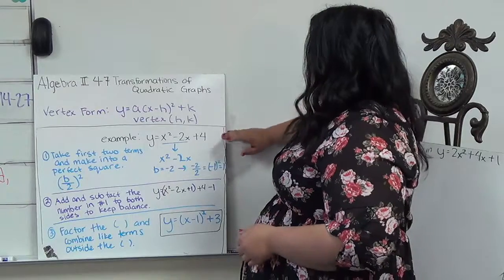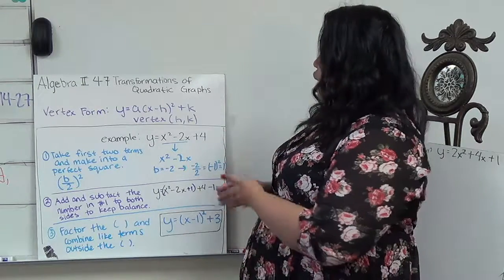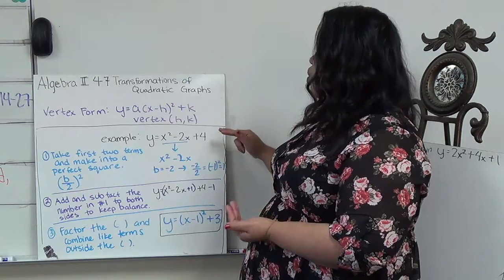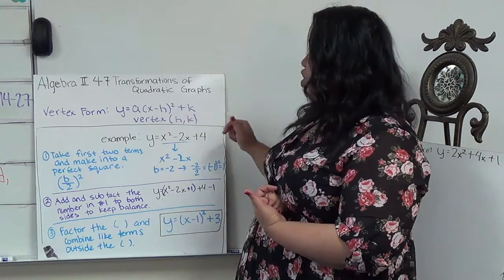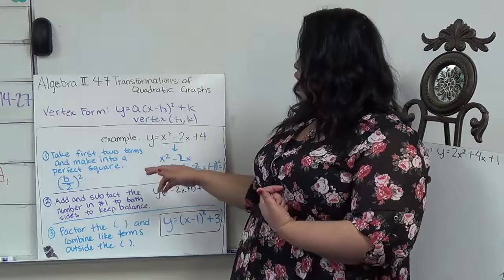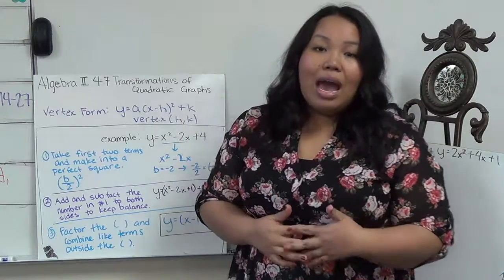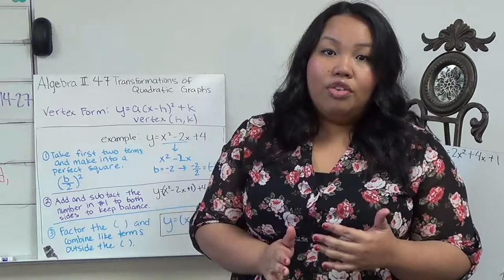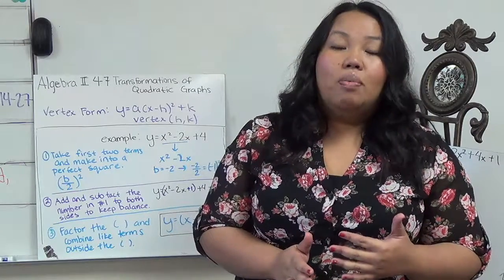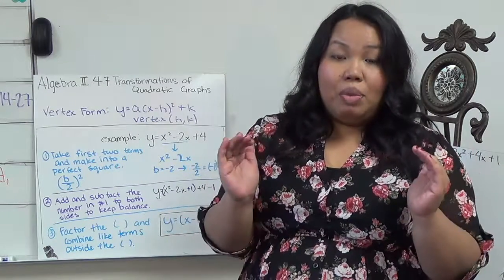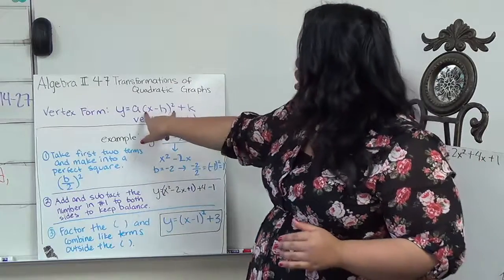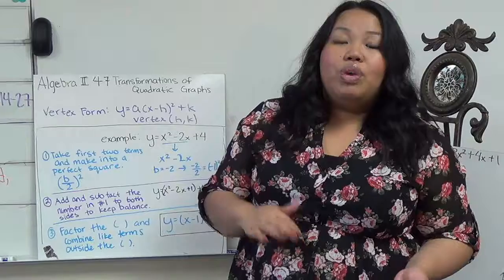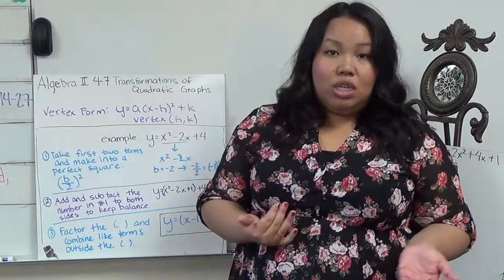So here's an example. Here's our basic equation, and we want to put this into vertex form. What they did first is take the first two terms and make it into a perfect square. You remember how we solved a quadratic equation by completing the square so that we have a perfect square. That's what we need to do here. The only difference is whatever we did to one side, we have to do to the other.